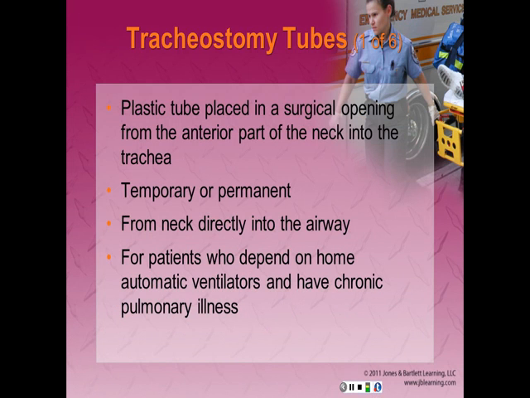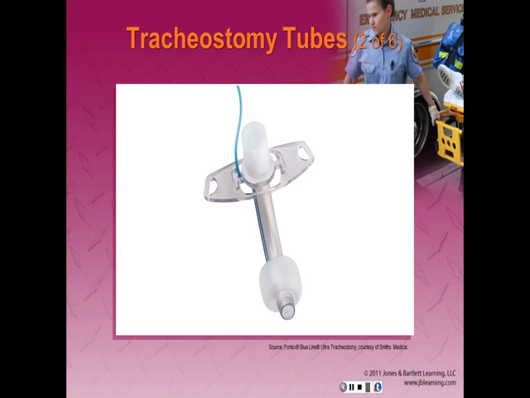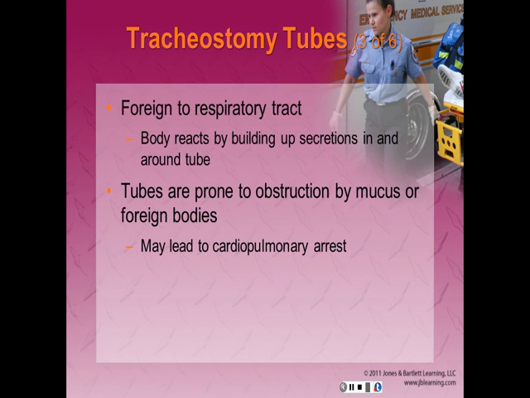Tracheostomy tubes are a plastic tube placed in a surgical opening from the anterior part of the neck into the trachea. They can be either temporary or permanent, and it passes from the neck directly into the major airways. These are generally indicated for patients who depend on home automatic ventilators or have chronic pulmonary medical conditions. The tube bypasses the nose and mouth. Here is a picture of a standard tracheostomy tube.